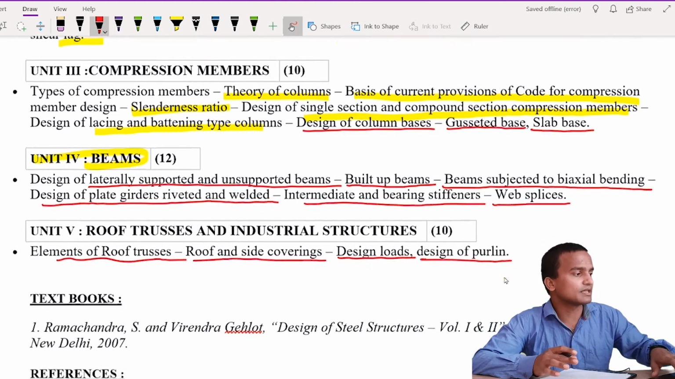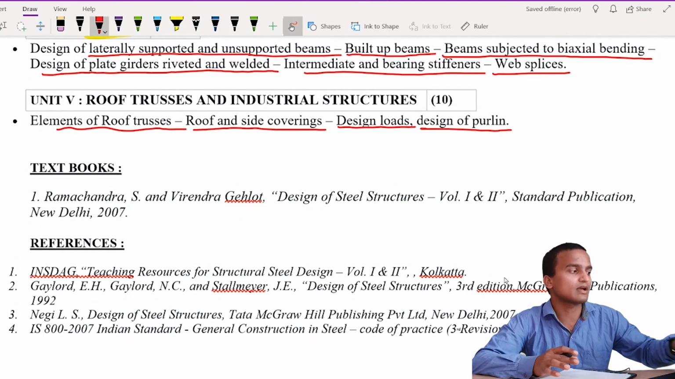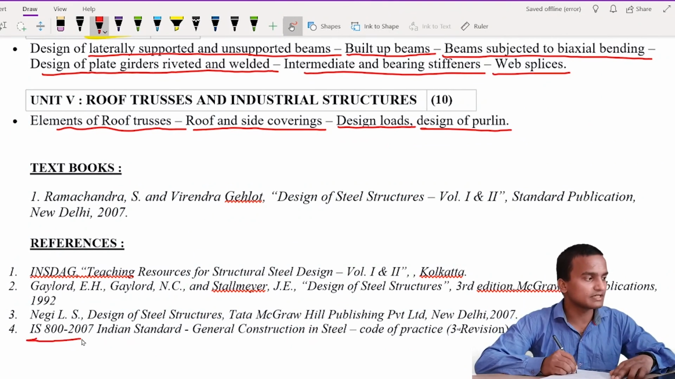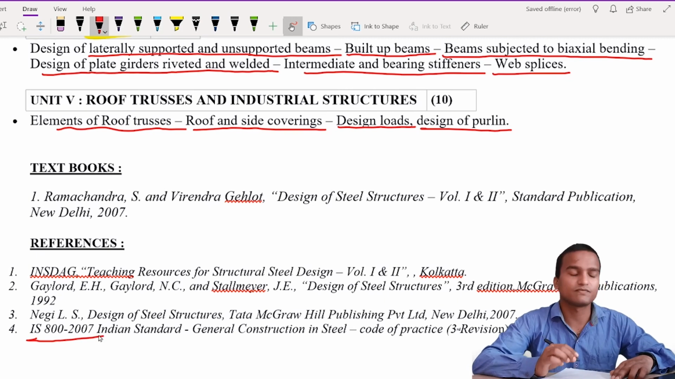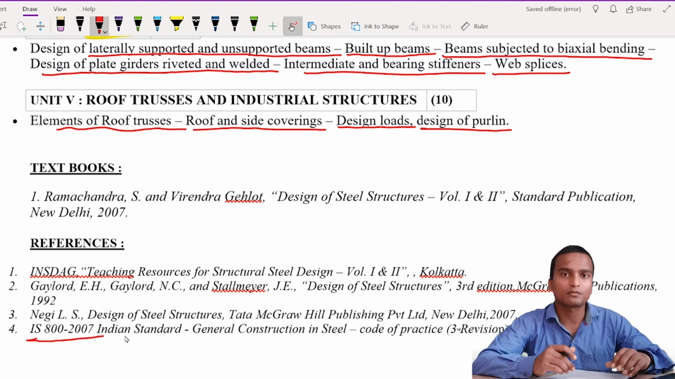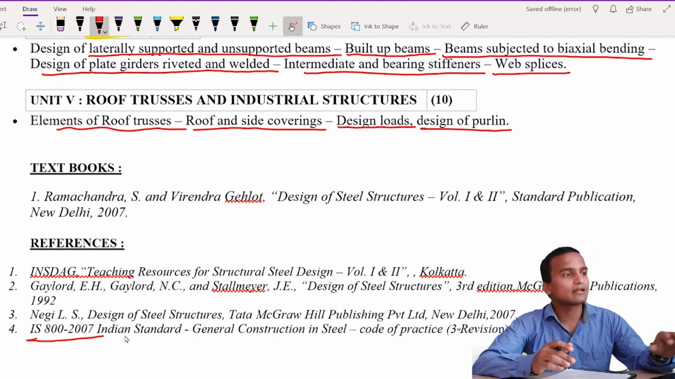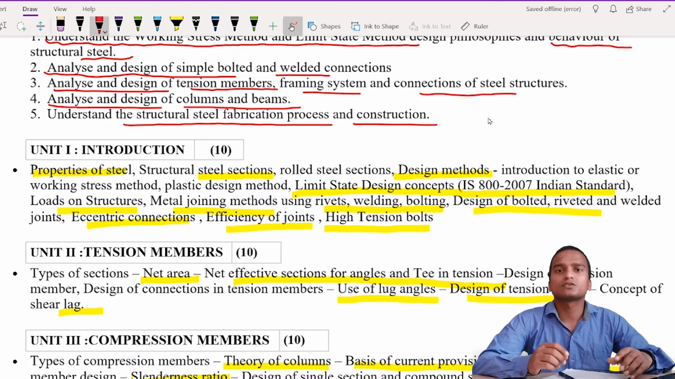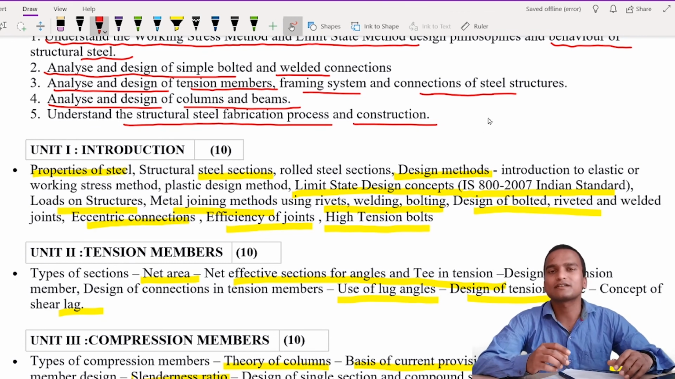If you talk of the textbooks, this is the list of the textbooks and references, out of which I would like to request you all to download IS 800:2007. This is a very important IS code for general construction in steel, a code of practice, and you can download it from the internet. Also I have uploaded it on Moodle, please check it there. This syllabus is also uploaded on Moodle, you can have a look there. So we will discuss unit 1, Introduction, from the next class. Till then, stay tuned and we will meet in the next class very soon. Thank you.